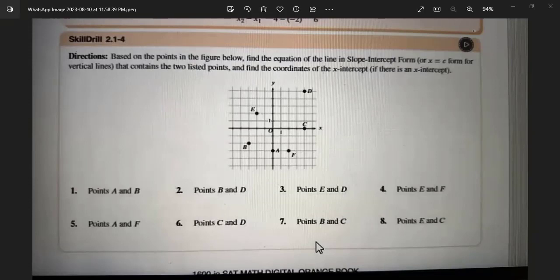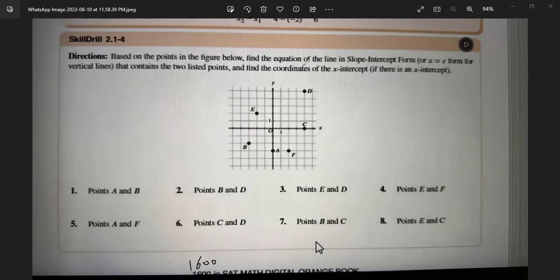Hello, dear students. We have today a kind of problem about straight line equation. It comes from one of my students. This math digital orange book, okay, math digital orange book for SAT. The name of the book is 1600 in SAT Math Digital Orange Book.